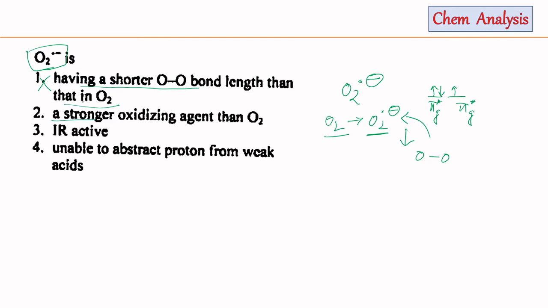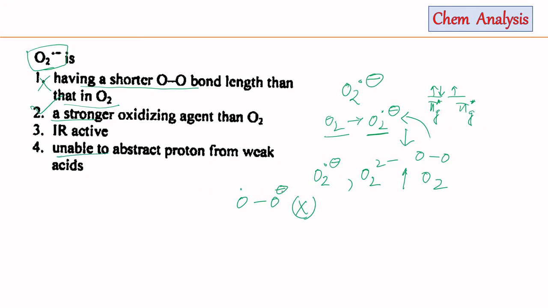And you know that superoxide or peroxide are stronger oxidizing agents than oxygen. So you can see that the second option is correct. And for IR activity, since superoxide anion is a homodiatomic molecule, it will be IR inactive.